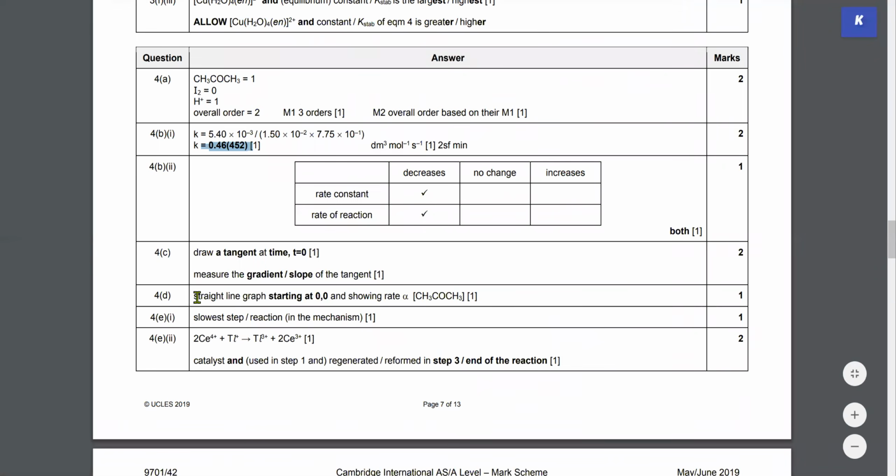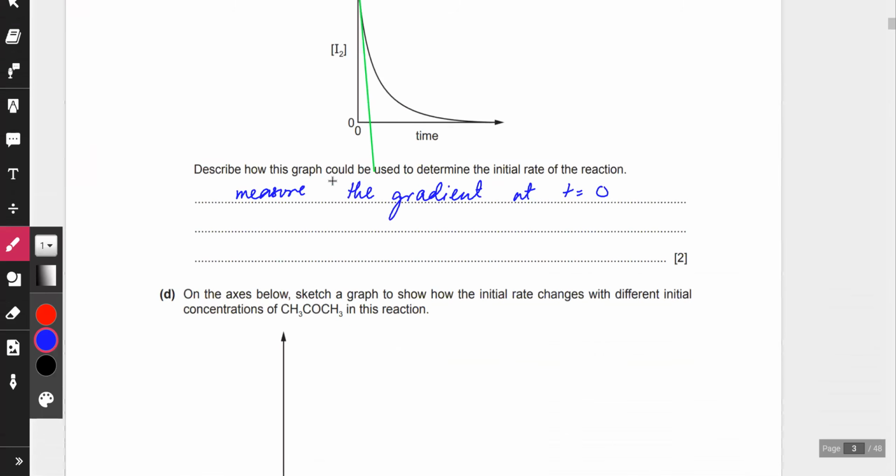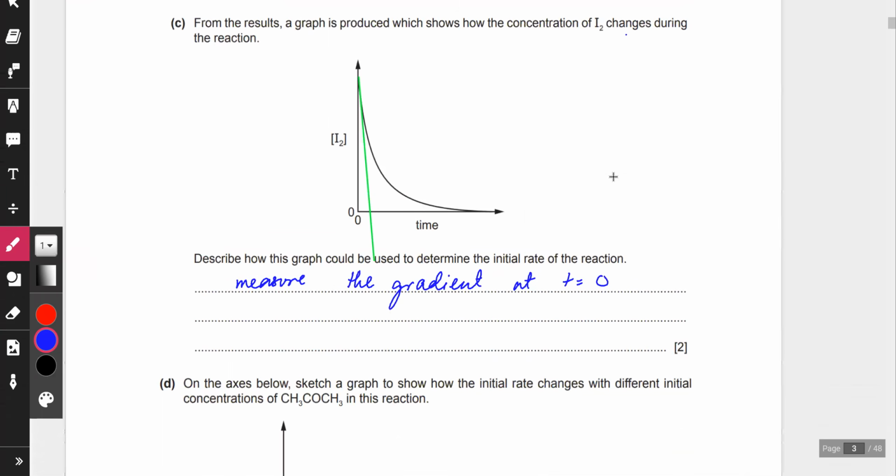This one: straight line graph starting at 0, 0 and showing... this one. Draw a tangent at time t is equal to 0. Measure the gradient slope of the tangent. So that's pretty much it. Both of them pretty much mean the same thing. So that's measure the gradient at t is equal to 0. I think that pretty much sums up both points.